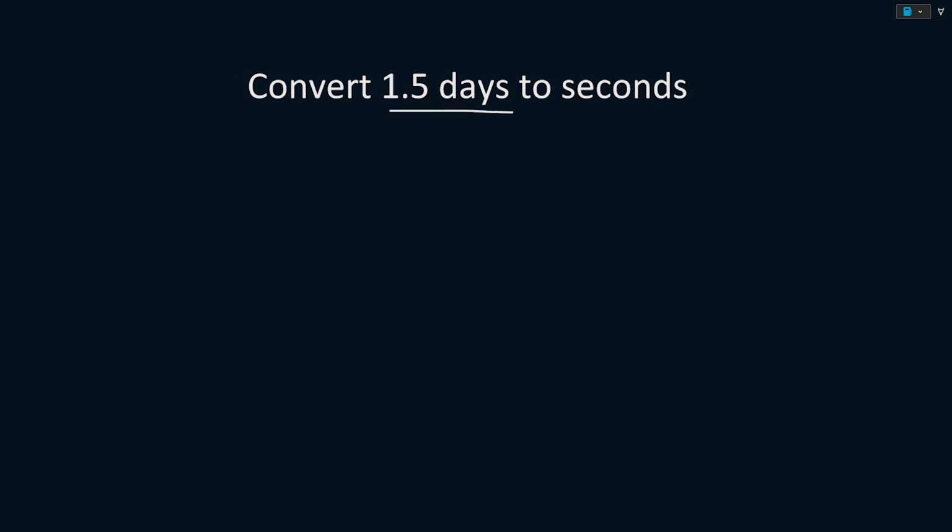Convert 1.5 days to seconds. We know that 1 day is equal to 24 hours. And we know that 1 hour is equal to 3,600 seconds.